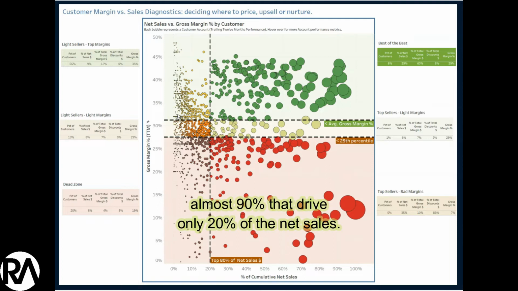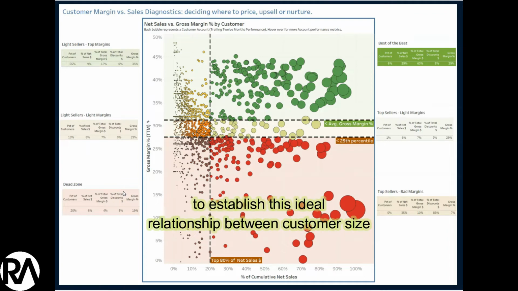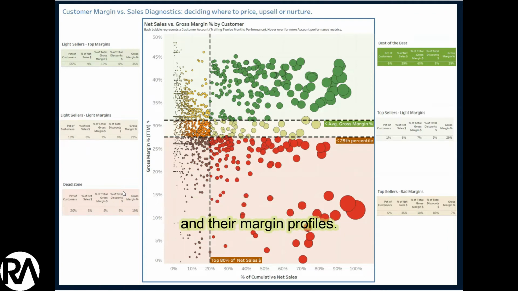It's a very typical distribution and sort of the sales versus margin imbalance in many B2B settings, with companies struggling to establish this ideal relationship between customer size and their margin profiles. Ideally, our smallest customers should have the best margin performance, receiving the smallest discounts, rebates, and other sales credits.